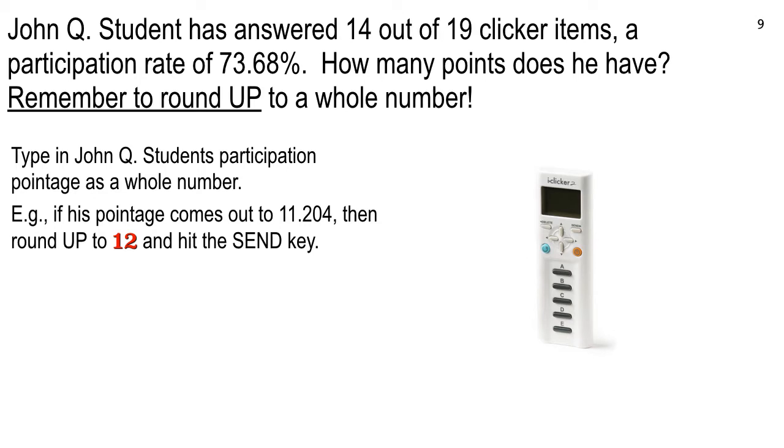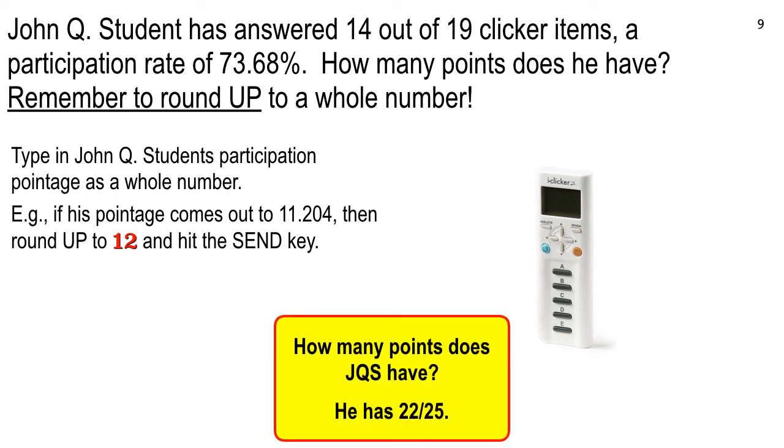All right, here we go. How many points does John Q student have? 22 out of 25. Raise your hand if you got 22. Okay. All right. And here's what the tally looks like. 64% of you got it right. So that's good. And even if you didn't get it right today, don't sweat it. I'll be putting it in the grade book. But if you ever want to know how your clicker pointage goes or where you are at any given moment, you can do this in just the same way that we just did it.